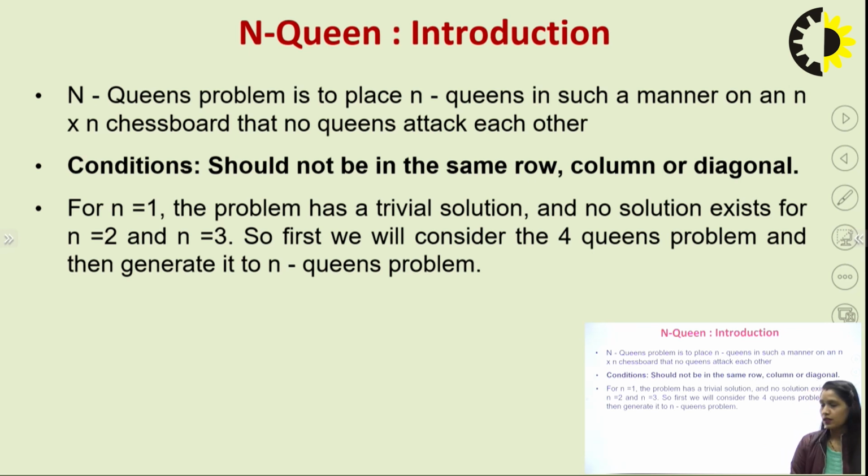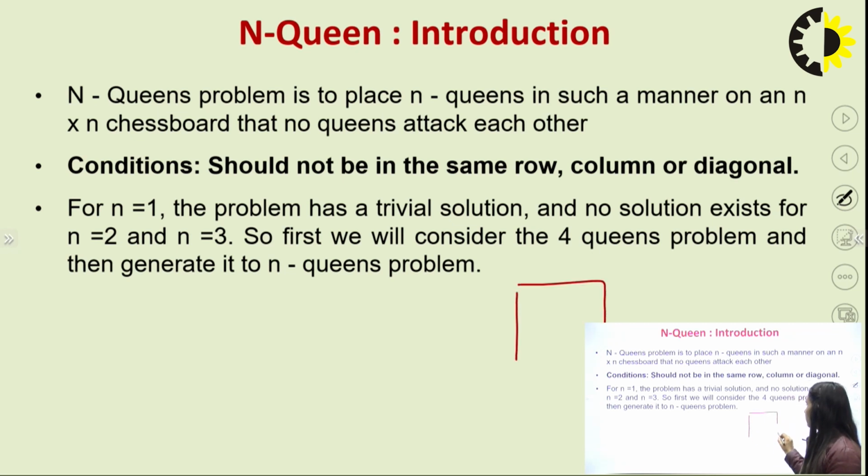So basically 4 by 4, why I chose a 4 by 4 chessboard here, because for N equals 1 the problem has a trivial solution. Basically no solution exists for N equals 2 and N equals 3.